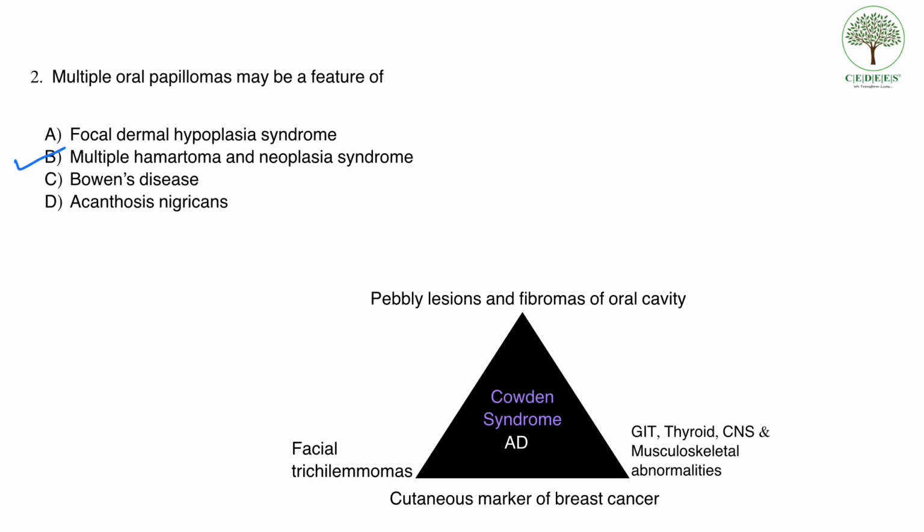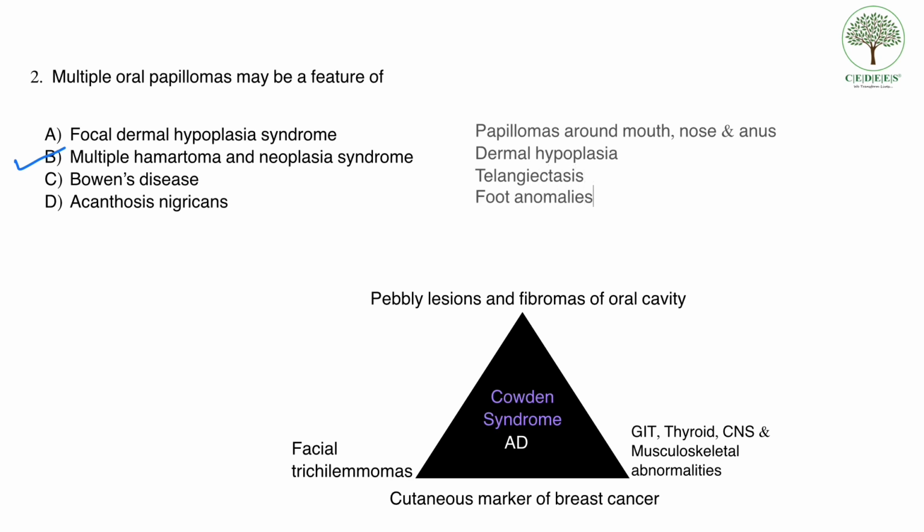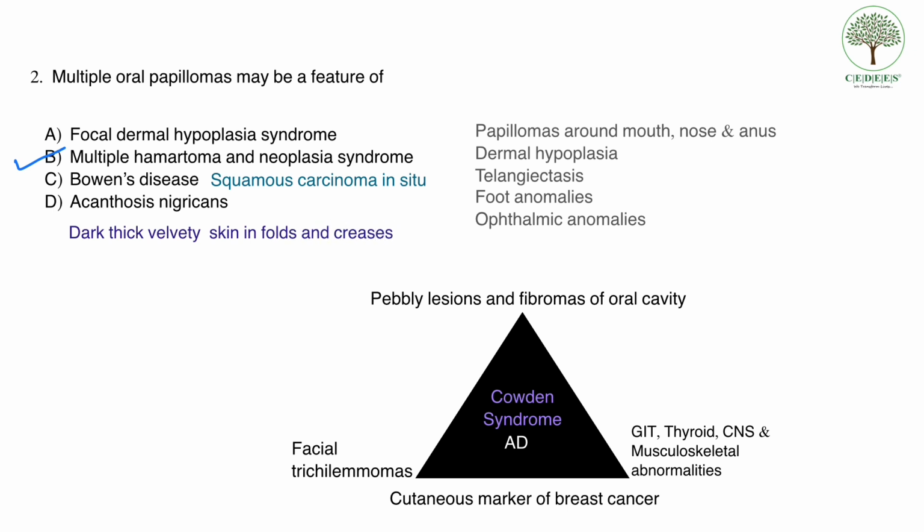Now, our option A, focal dermal hypoplasia syndrome. In this also there are papillomas, but these papillomas are present around the nose, lips, and anus. Along with it, we have dermal hypoplasia, telangiectasias, foot anomalies, and ophthalmic anomalies. Bowen's disease is squamous cell carcinoma in situ. Acanthosis nigricans is a condition of the skin characterized by dark, thick, velvety skin in folds and creases.